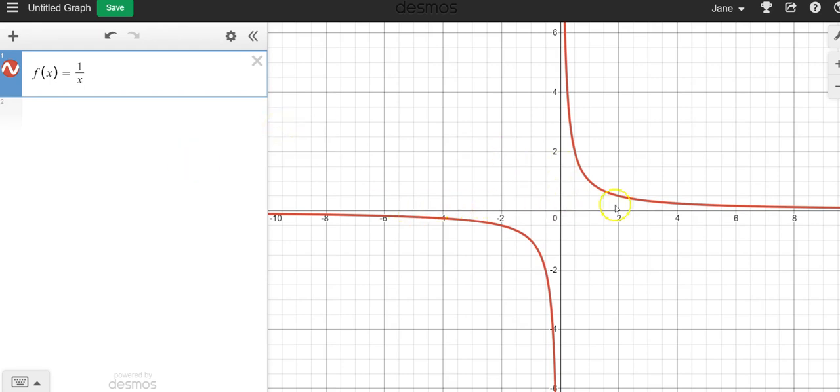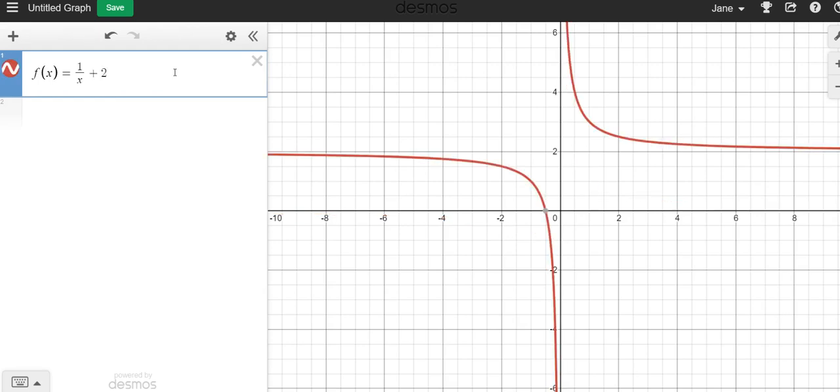A vertical asymptote indicates an undefined number at that x value. Then we have a horizontal asymptote at y equals 0, because when x gets really, really big, y gets close to 0. Now, we can adjust the position of those asymptotes by adding or subtracting a number either in the numerator or outside the function entirely. So, for example, if I add plus 2, it shifts the whole graph up 2, so my new horizontal asymptote is at 2 instead of at 0.